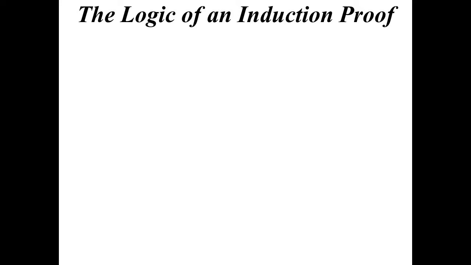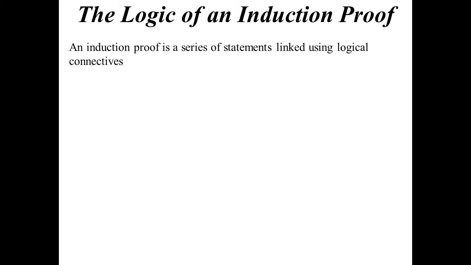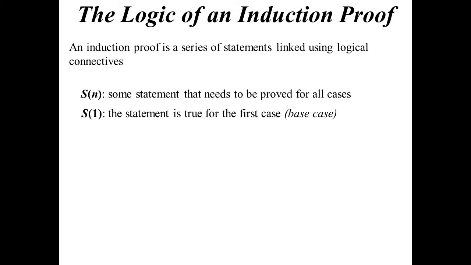So the logic behind an induction proof. Basically, like any proof, it's a series of statements linked using what we call logical connectives. SN is just representing some statement that needs to be proved for all cases. S1 is the first case. It might not necessarily be 1. Sometimes it could be 0, sometimes it might be 2, but we just say S1 because 1 being the first. So that S1 is sometimes called the base case. You might hear that expression.